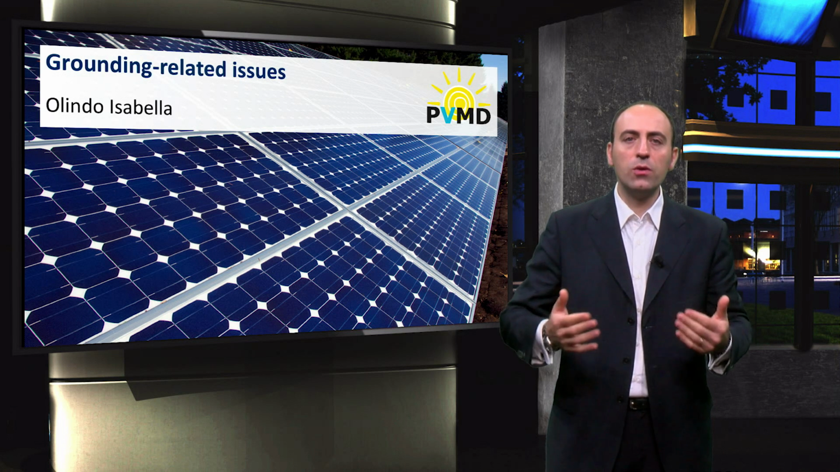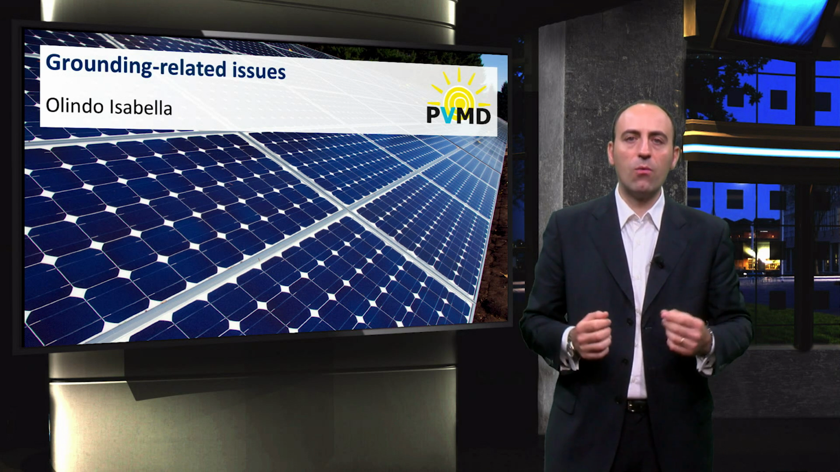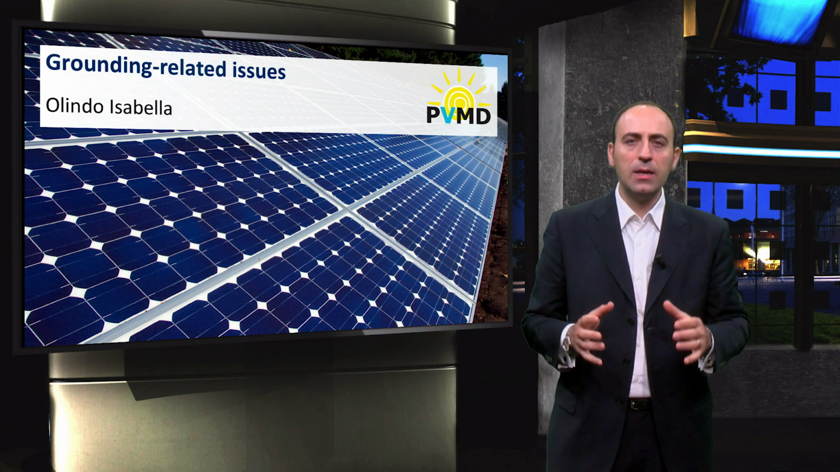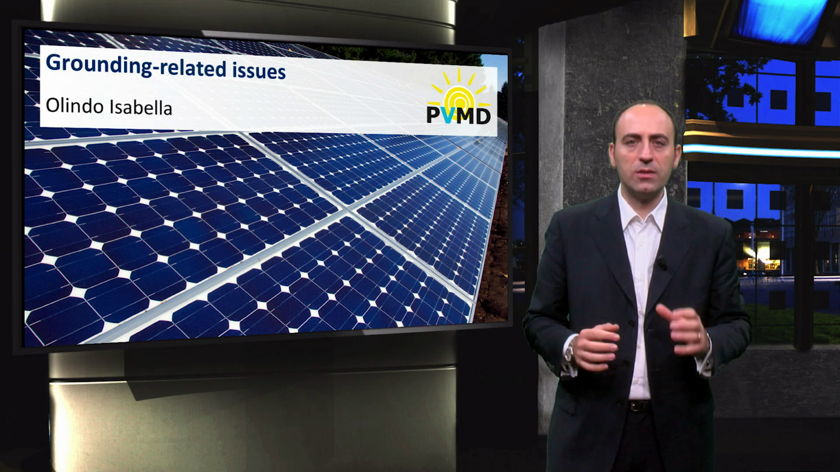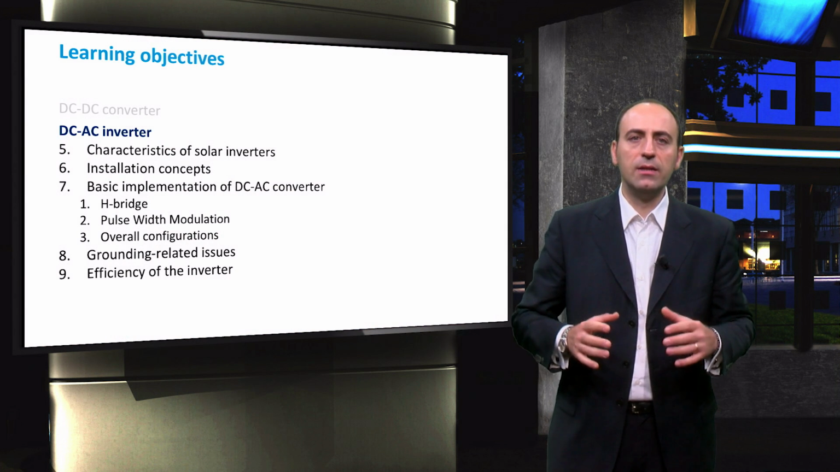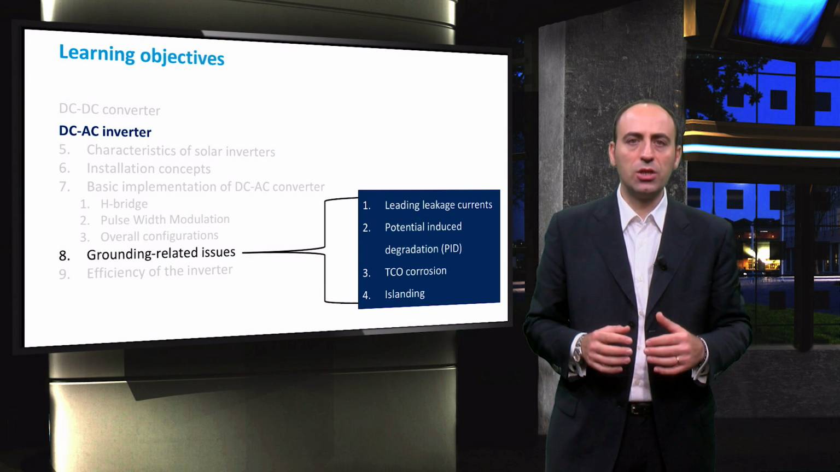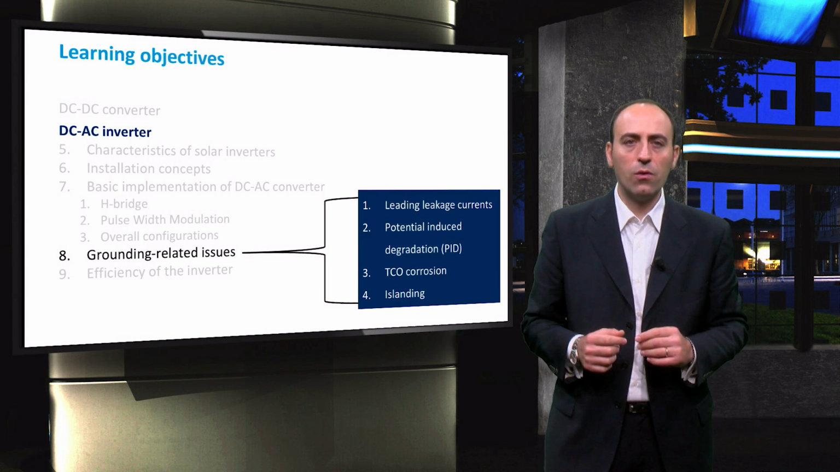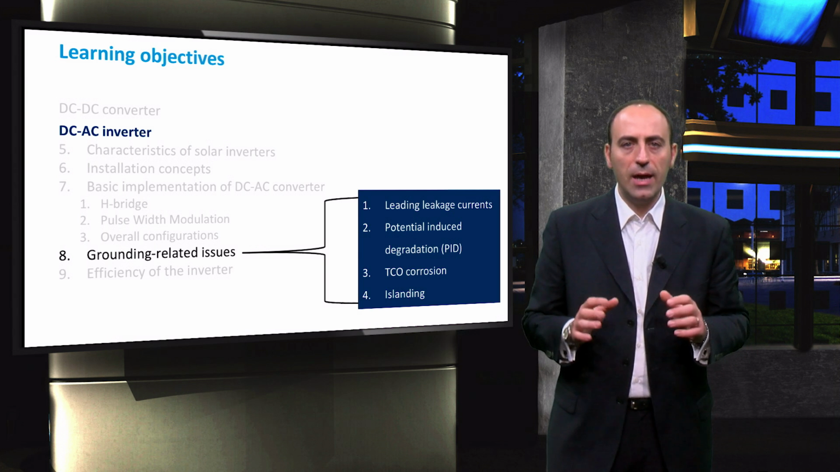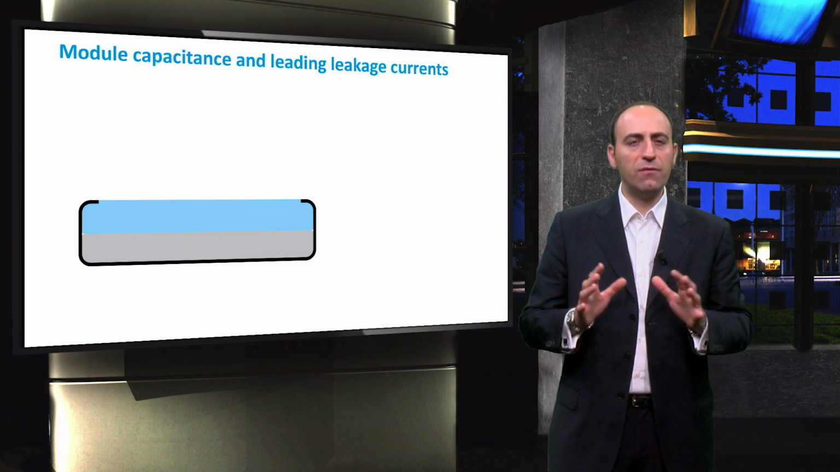In this video, we are going to learn which issues can arise related to grounding of a PV system. As we will see, these phenomena decrease the performance of the PV panels. In particular, we shall look at leakage currents, potential induced degradation, TCO corrosion, and the effects of islanding on safety.